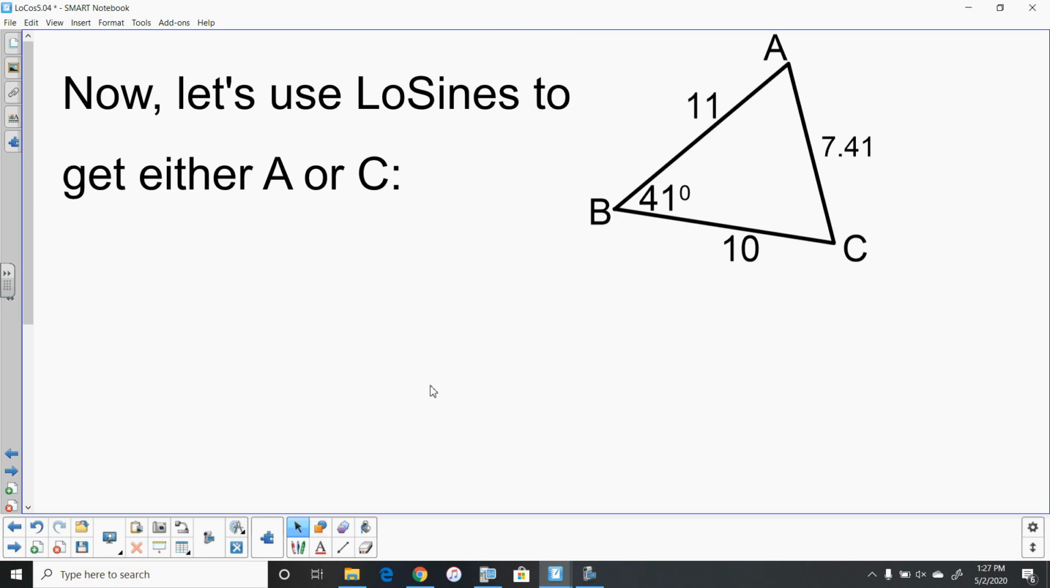Okay, so now that we've got all three sides of the triangle and one of the angles, we've got enough information to use the law of sines. So I'll let you pause it. See if you can use the law of sines to solve for either angle A or angle C. Doesn't matter which one you solve for first, because once we get one of them, we can use the triangle sum theorem to get the other. Let's go ahead and pause, see if you can use the inverse sine to get one of those angles.